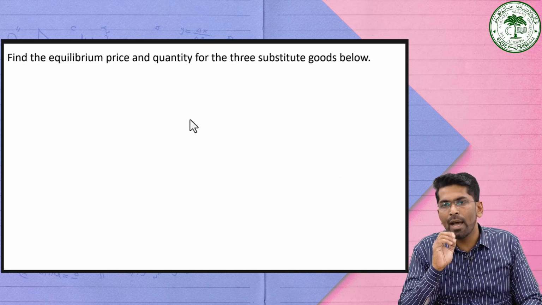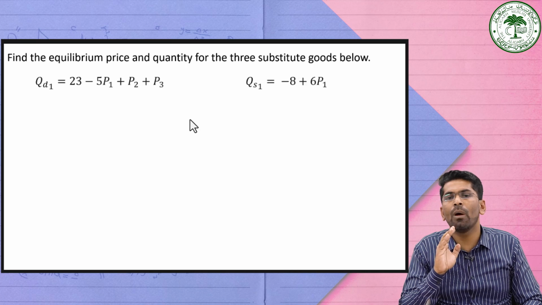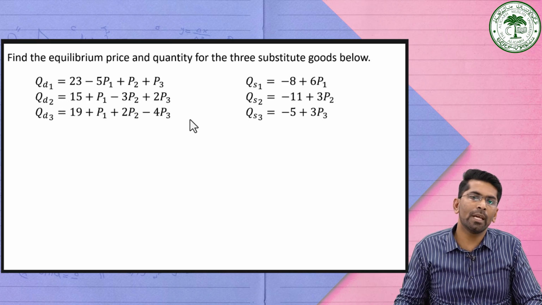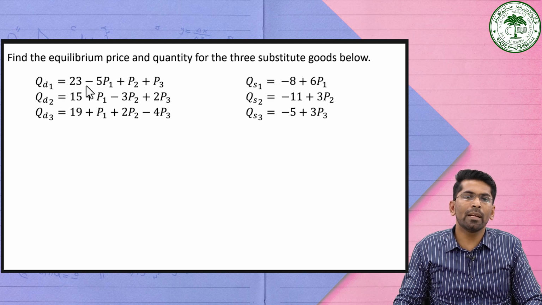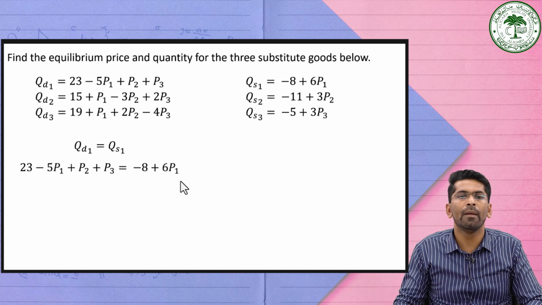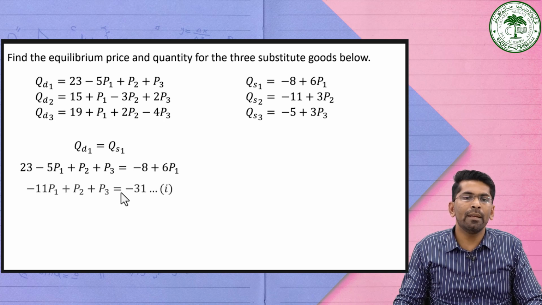Now we are going to consider the last problem, that is to find the price and quantity for the three substitute goods, which is given here. Three equations are given and we are going to equate them. First, considering QD1 and QS1, you will get 23 minus 5P1 plus P2 plus P3 equal to minus 8 plus 6P1. Then simplifying, you will get minus 11P1 plus P2 plus P3 equal to minus 31.